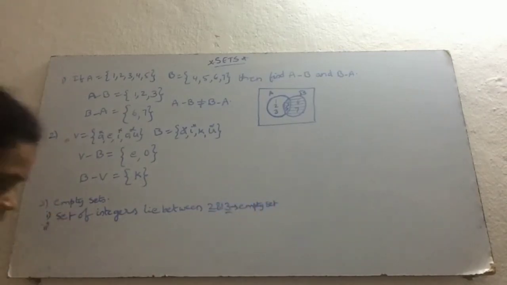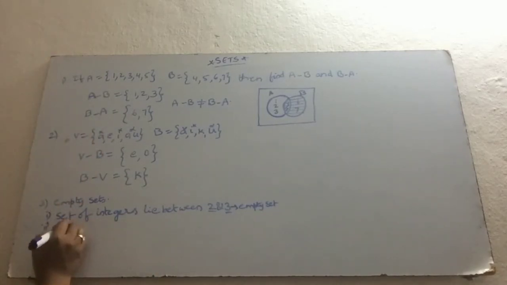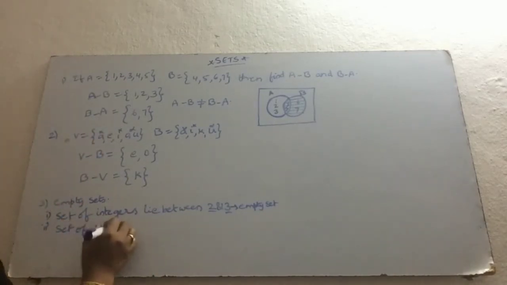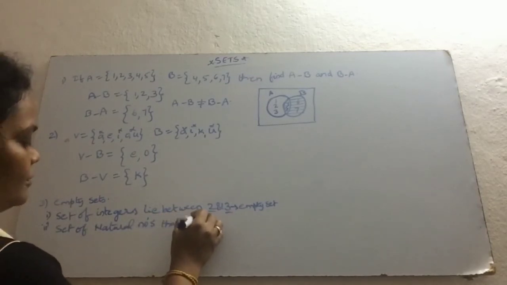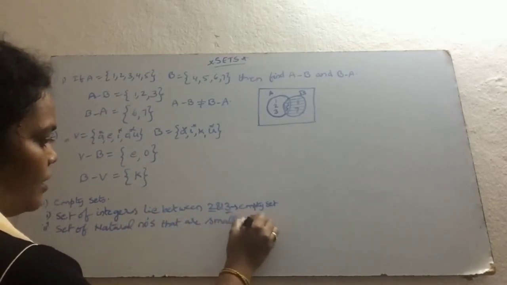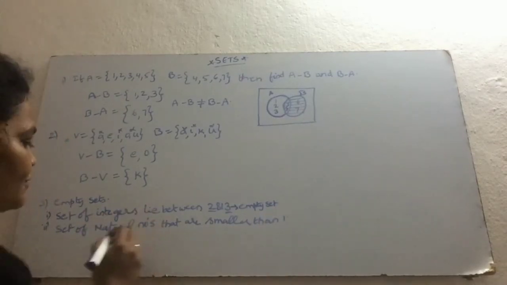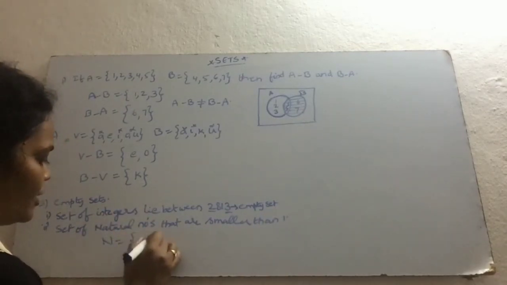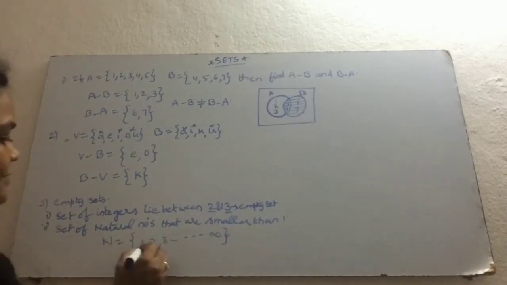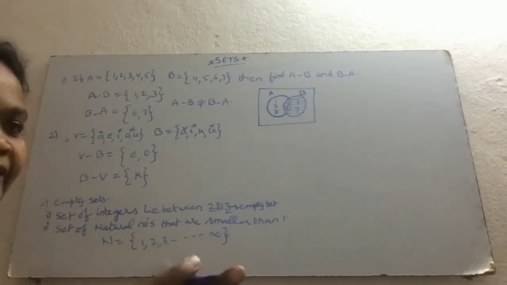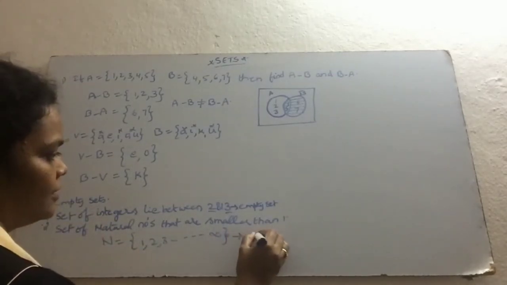And second one, set of natural numbers that are smaller than 1. Natural numbers start from 1 only. 1, 2, 3 and so on up to infinity. But less than 1 we don't have any natural numbers. That's why this is also an empty set.